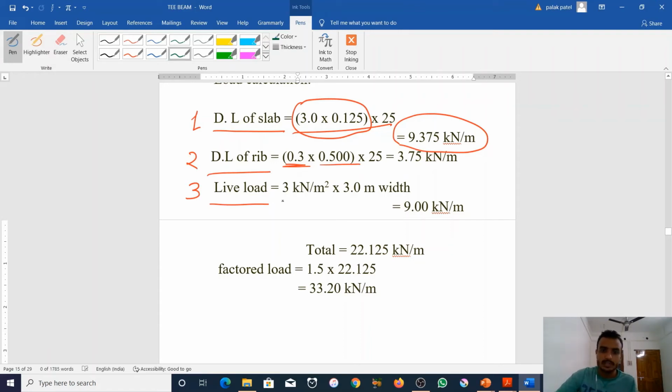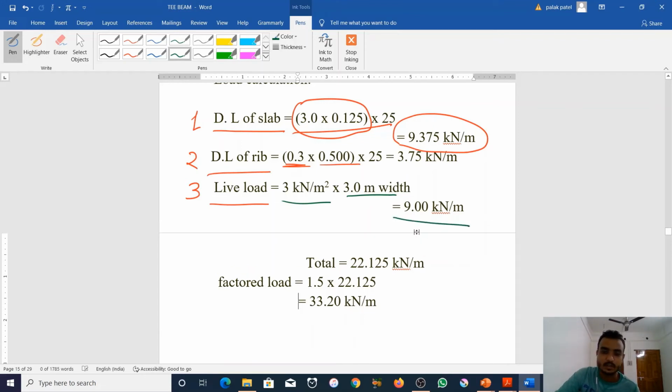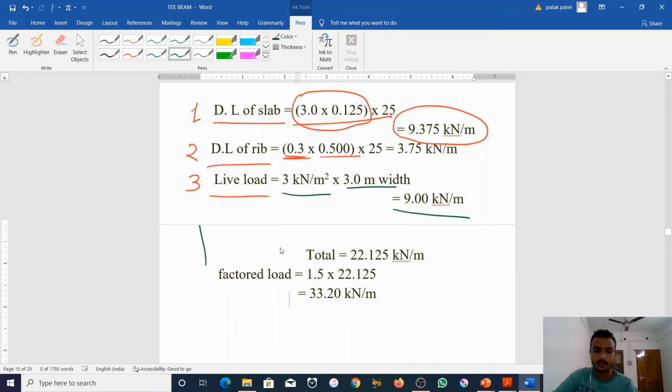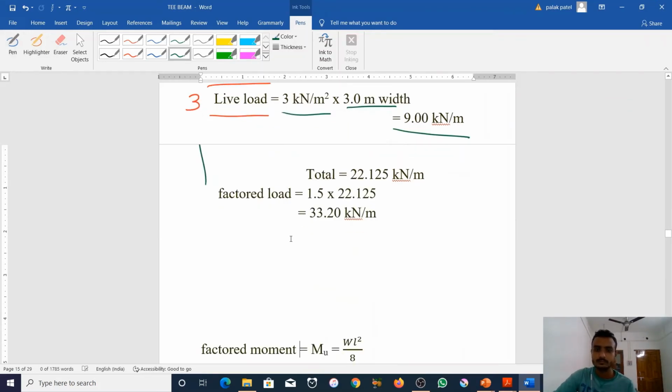Then after, 3 kilonewton per meter square. What is this? 3 kilonewton per meter square is the given live load on the slab, with a 3 meter width. 3 meter width means the spacing of beam. So we got 9 kilonewton per meter. Summation of all three.